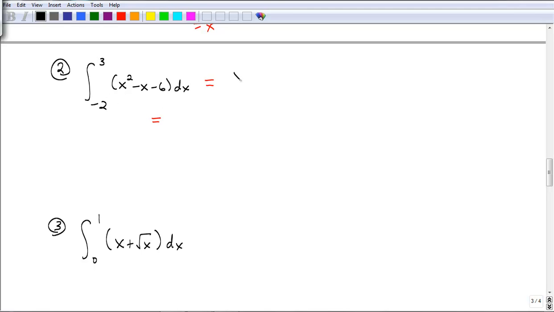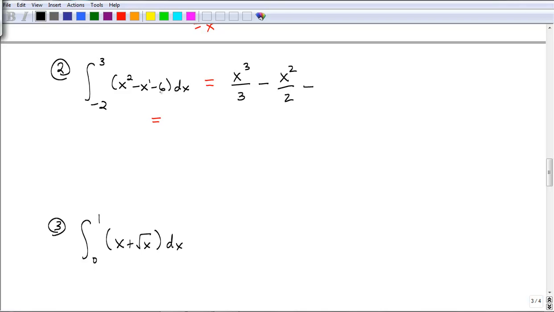Add 1 to the power, you get x cubed. Divide by that number, you get 3. Minus. Let's do the integral of x. That's x to the first power. When I add 1 to that, I get x to the second, and I divide by the number 2.